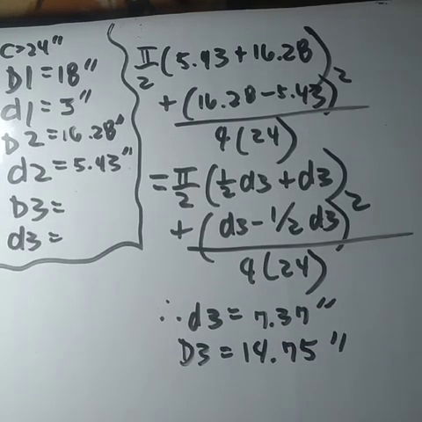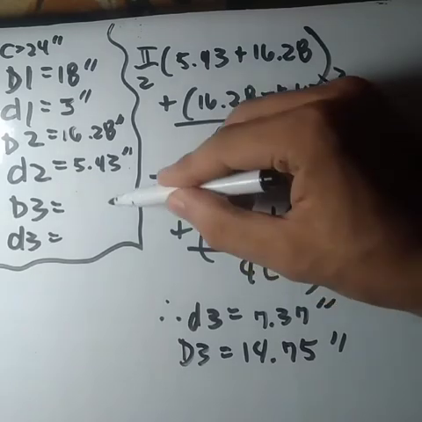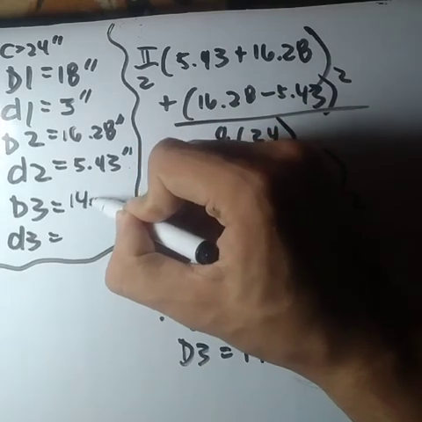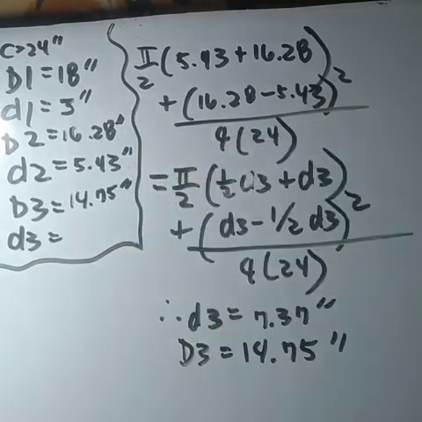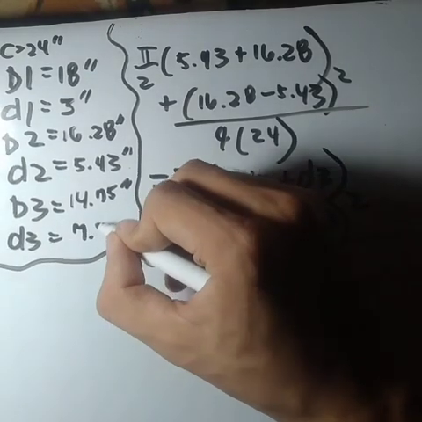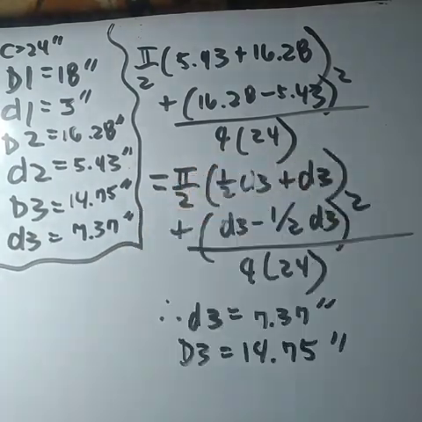So that is being solved with the help of calculator. So di na po natin pinakita for time's sake. So yun lang po. D3 of the driver is equivalent to 14.75 and the driven pulley is equivalent to 7.37 inches. So let's proceed to our next problem for equal step pulley.